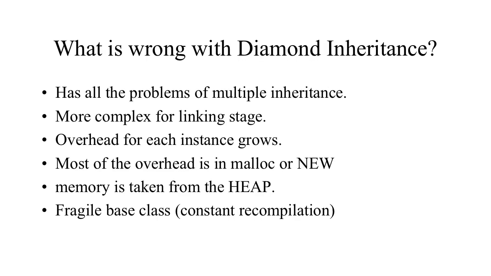So then the question is, well, what's wrong with diamond inheritance? It has all the problems of multiple inheritance with ambiguity issues. It makes linking complicated. It makes the overhead for each instance grow dramatically. And most of the overhead is in making allocations from the heap. Since memory comes from the heap, making a new instance is as costly as a malloc in C.